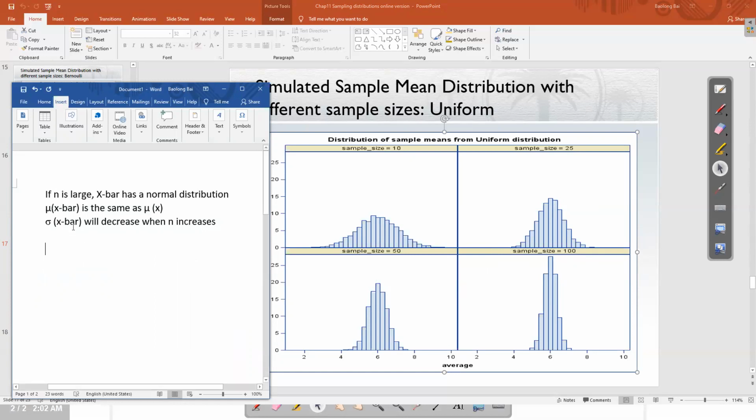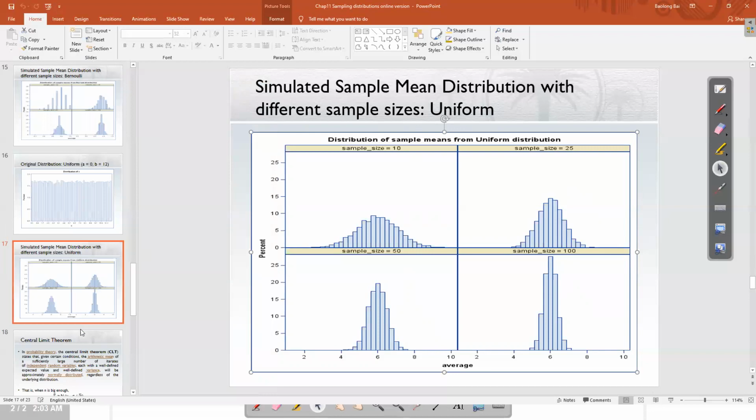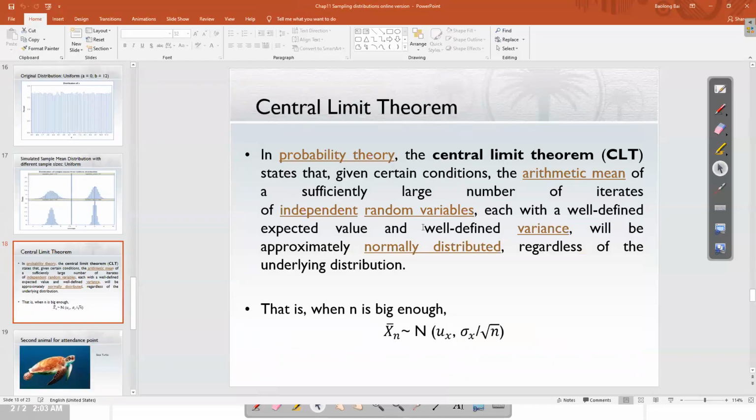So basically here we can conclude that for any population, it doesn't matter what population you start with, you're going to have the same conclusions. If n is large, then the sample mean will have a normal distribution, with population mean the same as the original population mean, and the population standard deviation has a decreasing trend when you increase the sample size. And basically that's what the central limit theorem says.